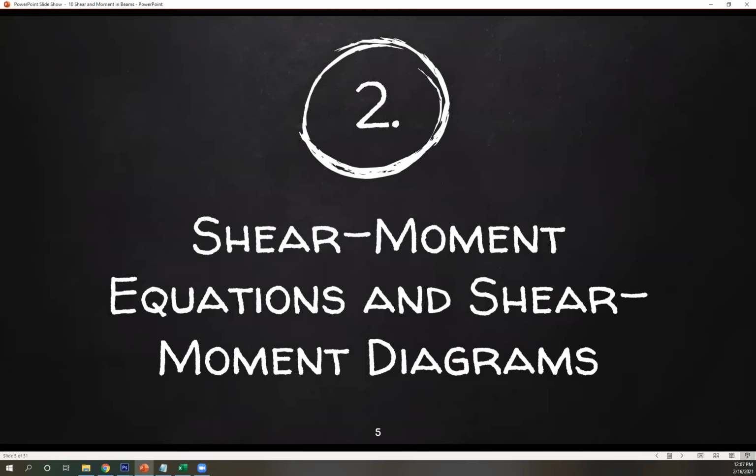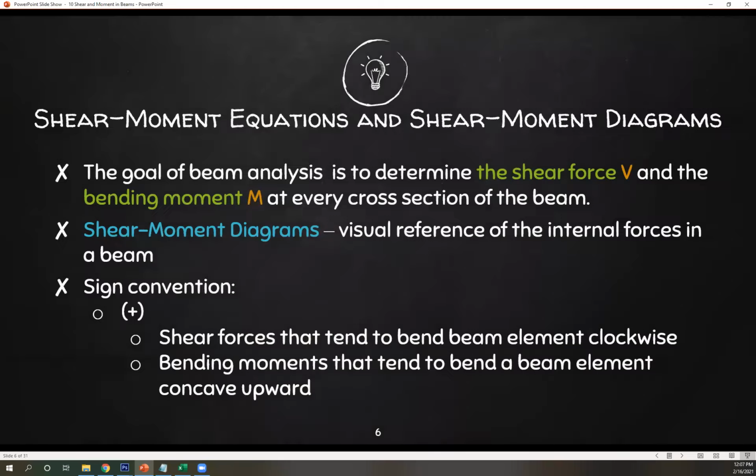So the bulk of our topic is talking about shear and moment, both topics which we've already discussed before. Specifically, shear moment equations and shear moment diagrams. The goal of beam analysis is to determine the shear force, denoted by V, and the bending moment M at every cross section of the beam. To do that, we can use a shear moment diagram. It is a visual reference of the internal forces of a beam.